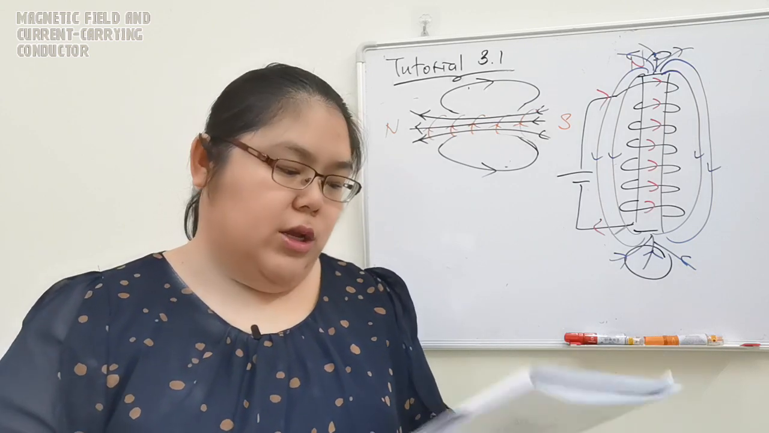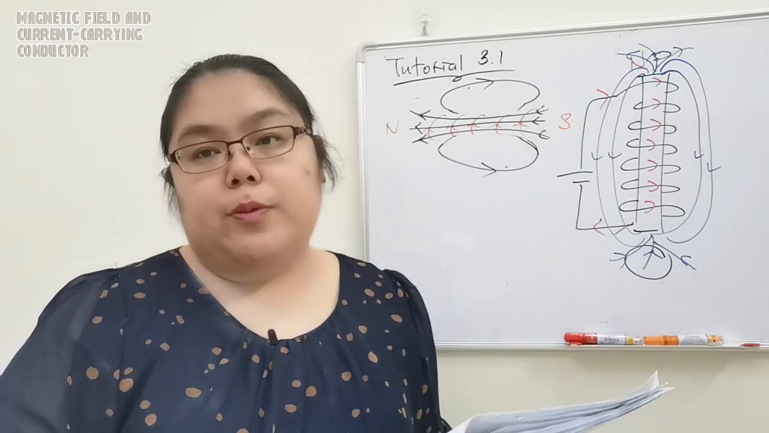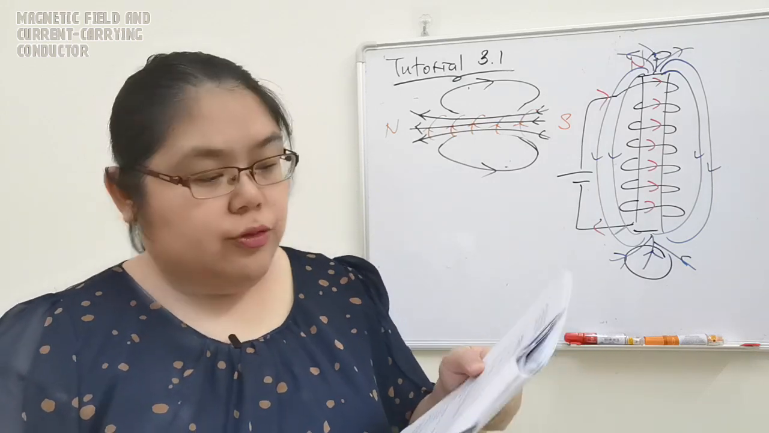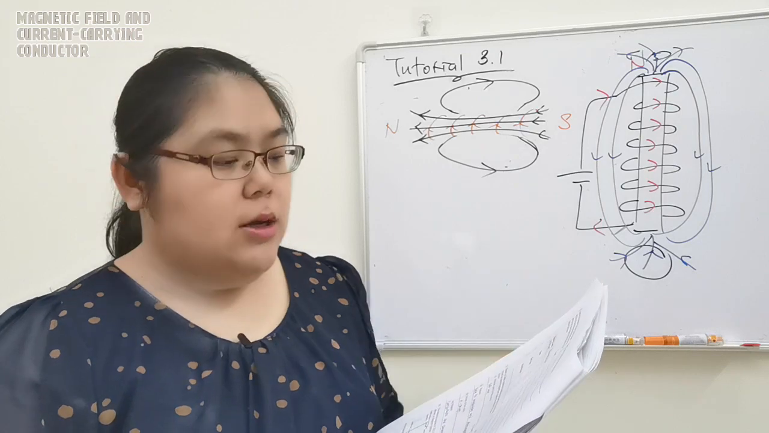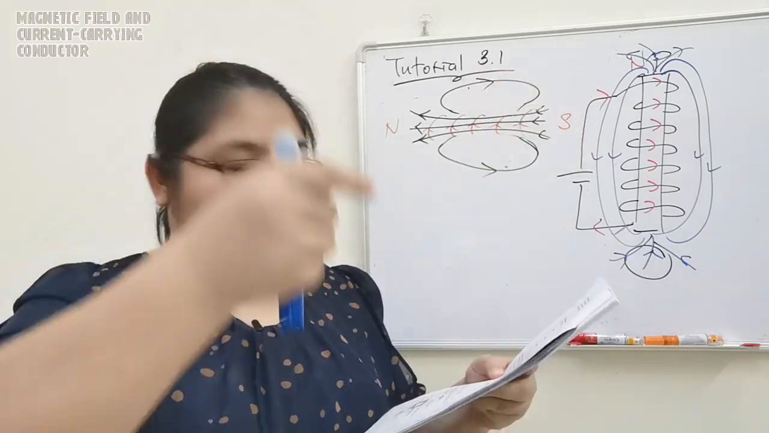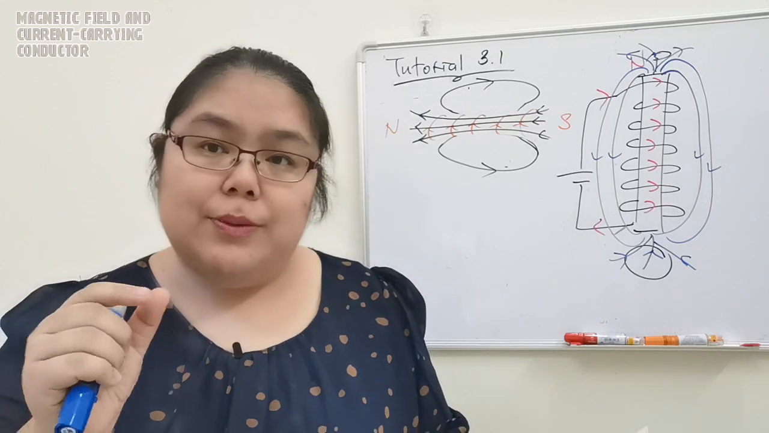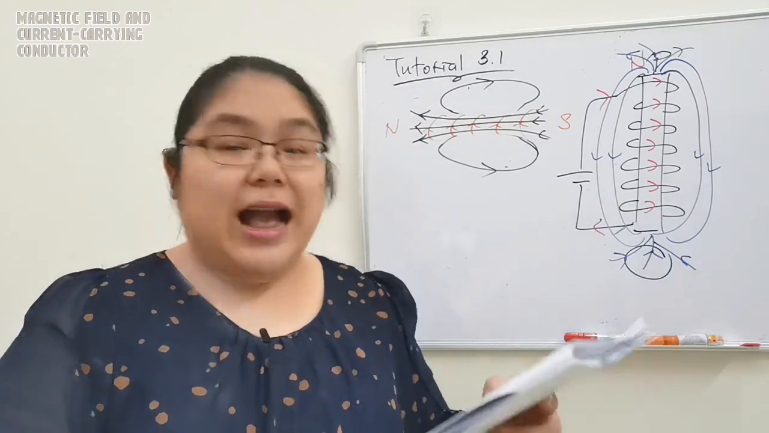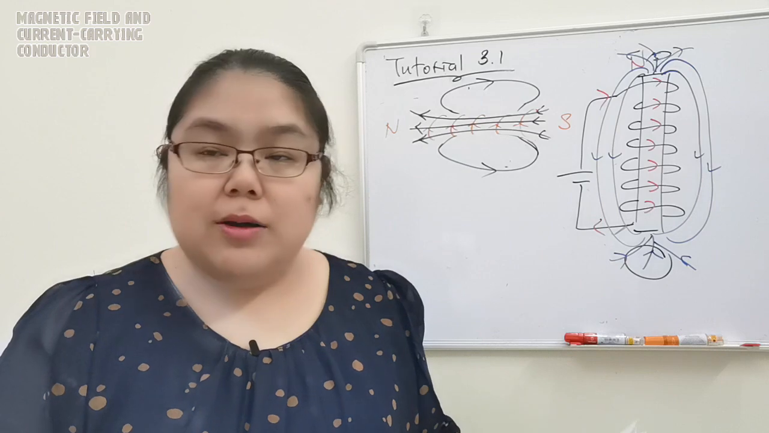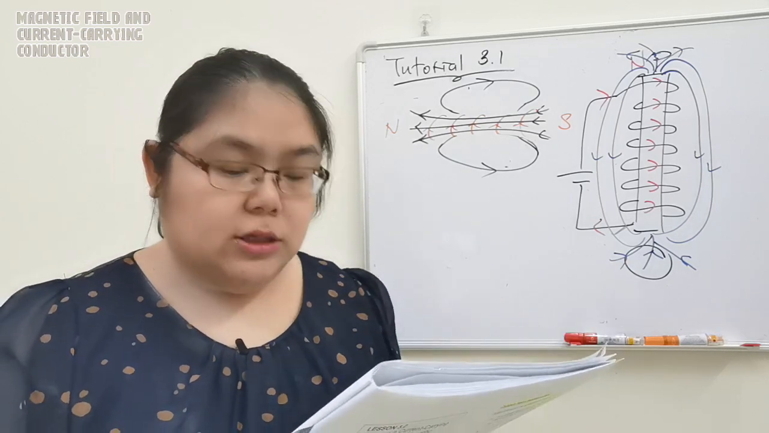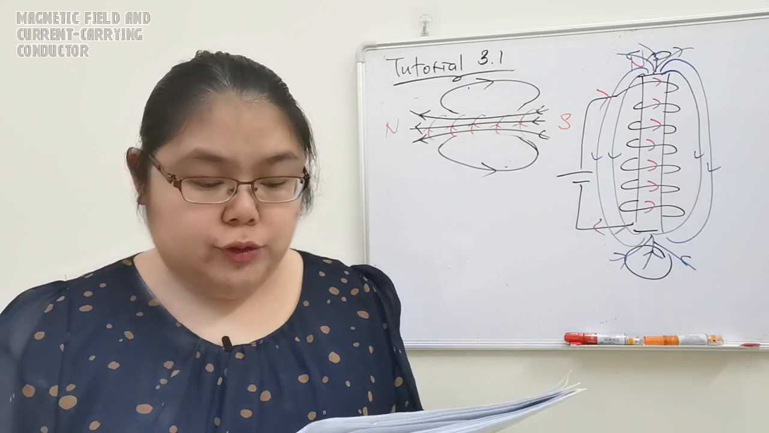Then number 3, the shape of the core. From here we choose. We have three shapes of the core here. One is a straight cylinder. After that there is a U shape also. Another one is also a U shape, but a little bit thinner. So which one? They ask about shape. They never say anything about thin or thick. So from here we choose the U shape.